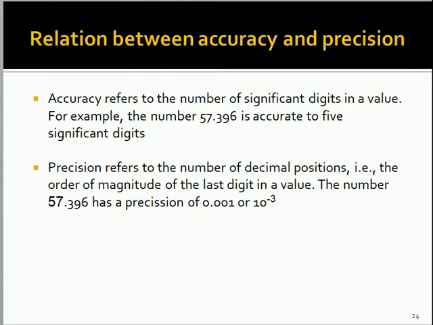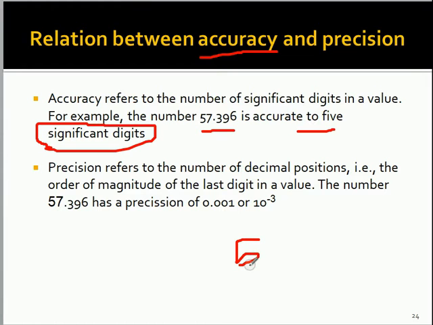And now some English vocabulary. So you have the word accuracy. 57.396 is accurate to 5 significant digits, not 5 digits, 5 significant digits, because if this was 57 or something, then you would say 2 digits. We don't count the digits after the decimal normally, but for significance, yep, 5 digits. You already know how to calculate significant digits.